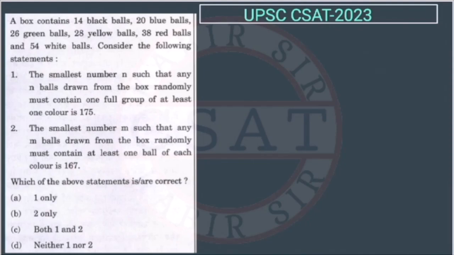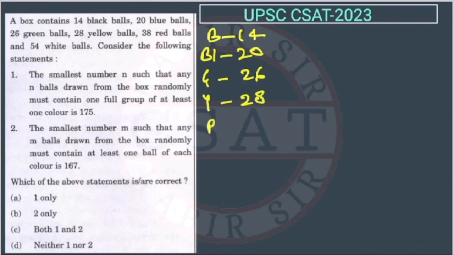So the question is: a box contains 14 black balls, 20 blue balls, 26 green balls, 28 yellow balls, and then red balls, how many? 38. And then white balls are 54, right? So total balls will be how much?